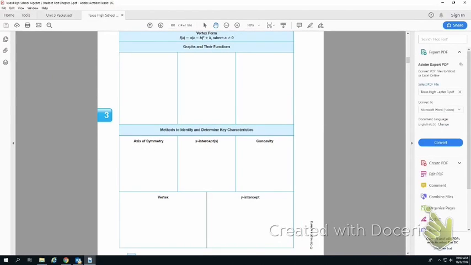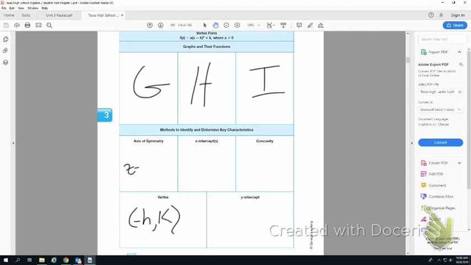David, what were the three graphs y'all put in there? G, H, and I. Alright, hopefully everybody got those. So, for your vertex form, again, this is pretty easy. You've got negative h comma k. And now again, if you have the vertex, that means you also have the what? The axis of symmetry. So that's just going to be x equals negative h.